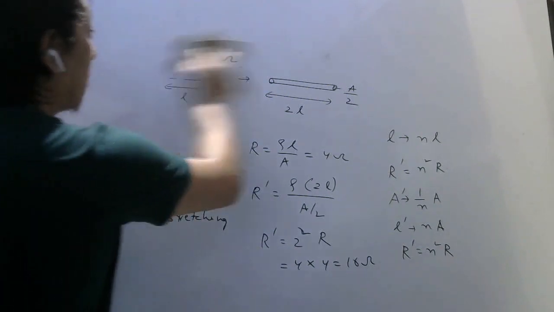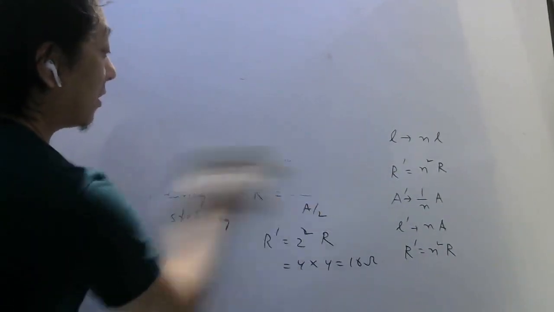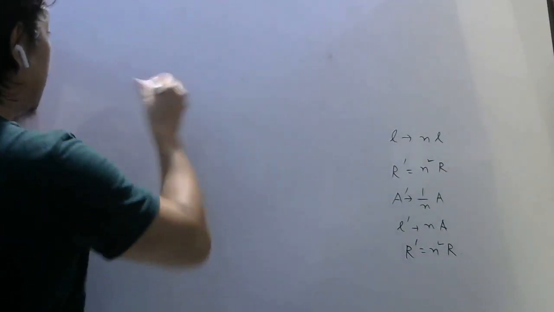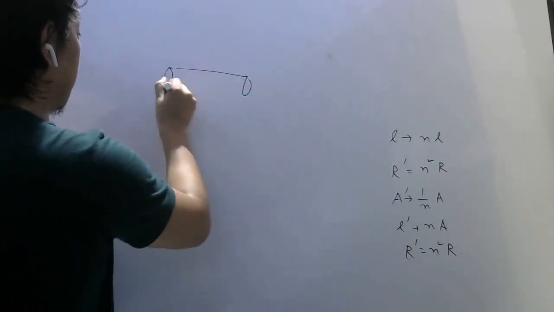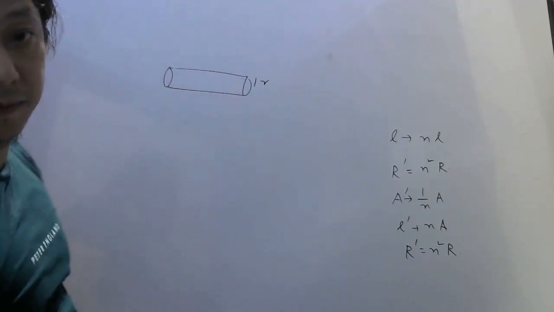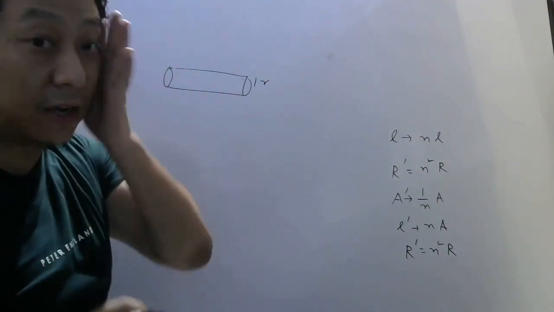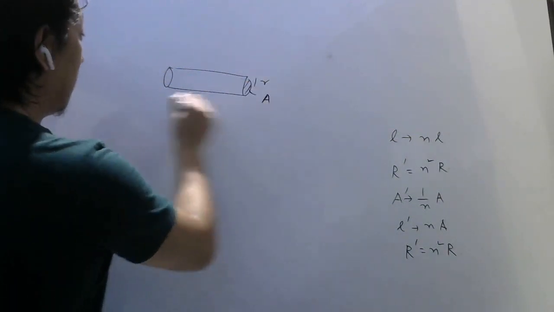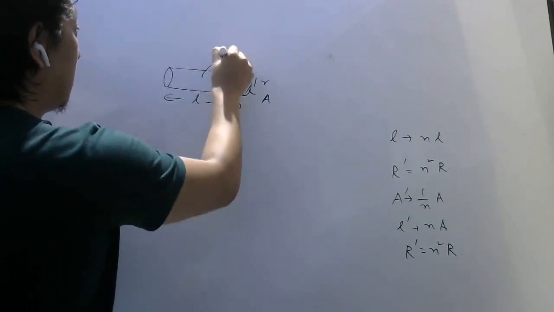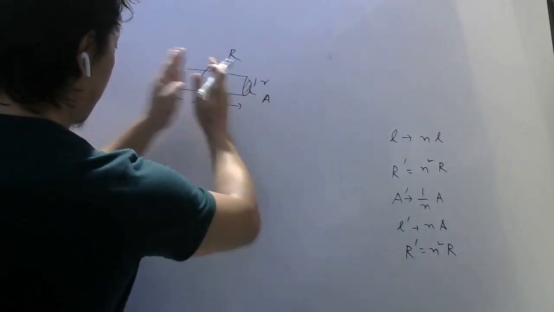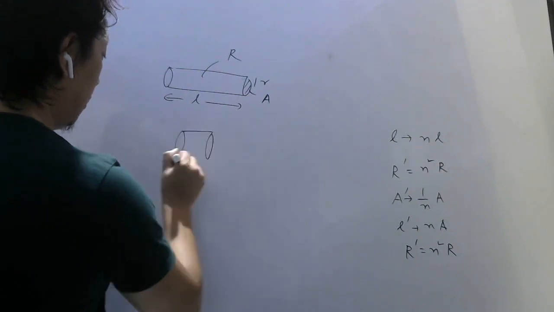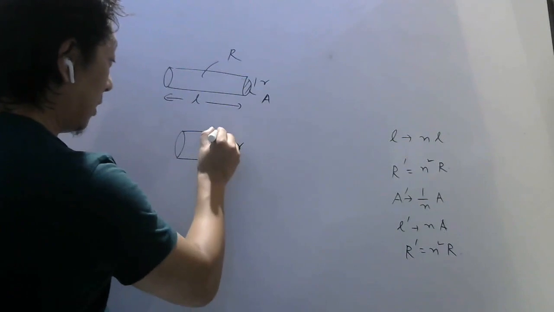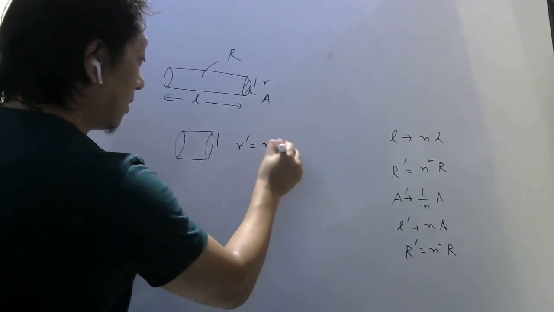Sometimes they will not talk about area, they will talk about the radius of the wire. So let me explain that also. Let us say you have a wire like this. Radius is small r, don't confuse it with capital R, which we are using for resistance. So this is small r, area is A, length is L and resistance is R. Now suppose I compress it uniformly, it will become thicker. Suppose radius increases n times.